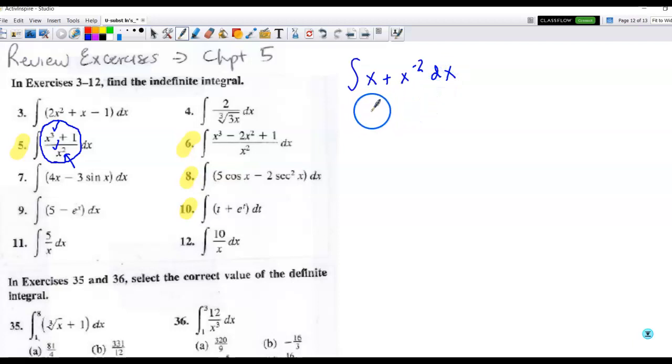And so when I find the antiderivative, I get x squared over 2. And for x to the negative 2, I'm going to increase the power by 1 and divide by that new power. And you might find the answer written as 1 over x, depending on if it were multiple choice or a show your work question. Make sure you do not forget the plus c.